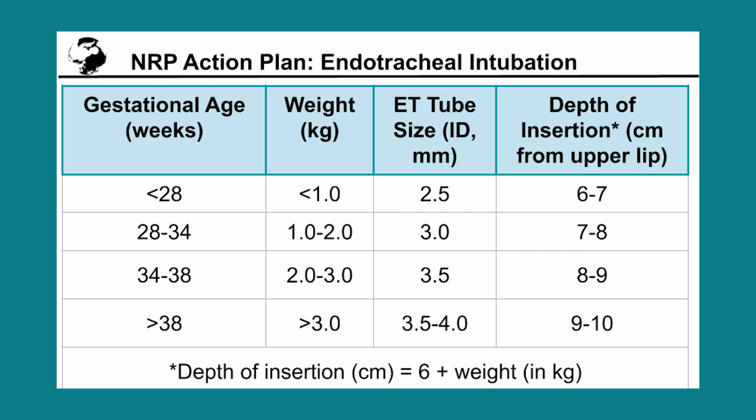A 34 to 38 week old newborn or a baby weighing between 2 and 3 kilograms should have a 3.5 millimeter tube placed and secured at 8 to 9 centimeters at the lip. A neonate greater than 38 weeks old or weighing more than 3 kilograms should have a 3.5 to 4.0 millimeter tube placed and secured between 9 to 10 centimeters at the lip. One simple way to remember the estimated depth of insertion is to add 6 to the baby's weight in kilograms. It is important to recognize that these measurements are guidelines, and the individual baby's needs may vary.